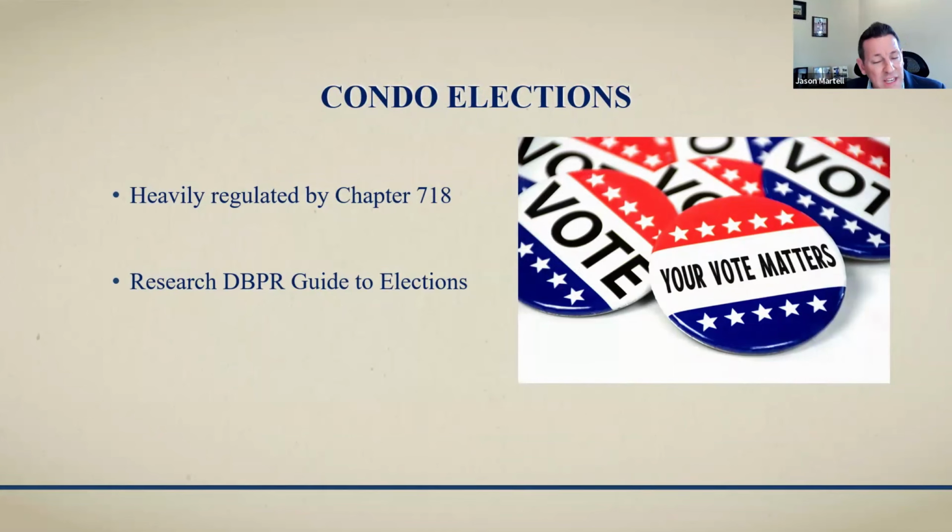It's significantly different than the HOA folks, where Chapter 720, which is the Homeowners Association statute, just regularly says, check your governing documents, check your governing documents, check your governing documents. So condos are heavily regulated by the statute, not so much for the HOAs. Each set of documents is unique in its own regard.